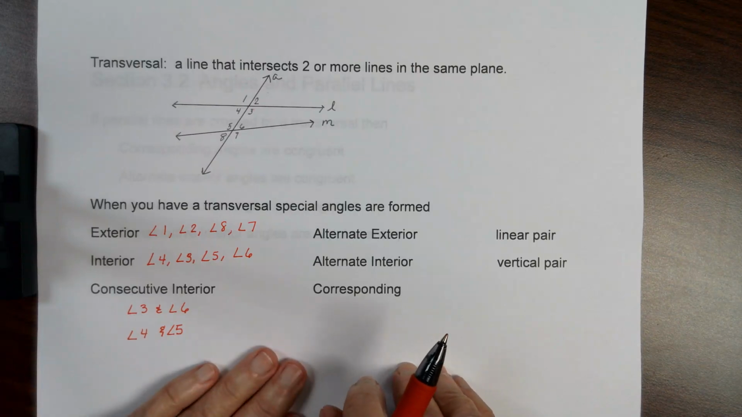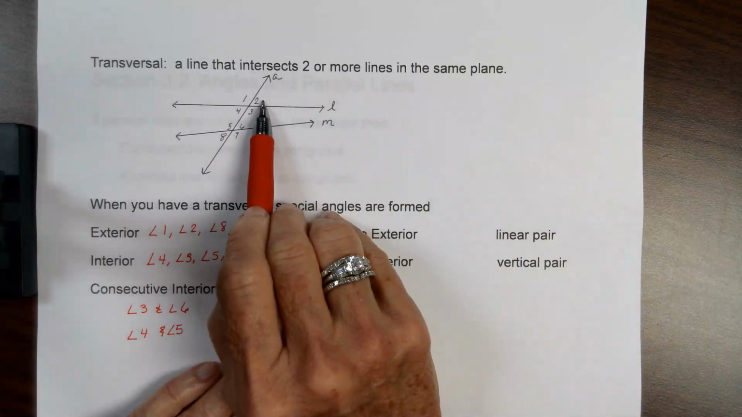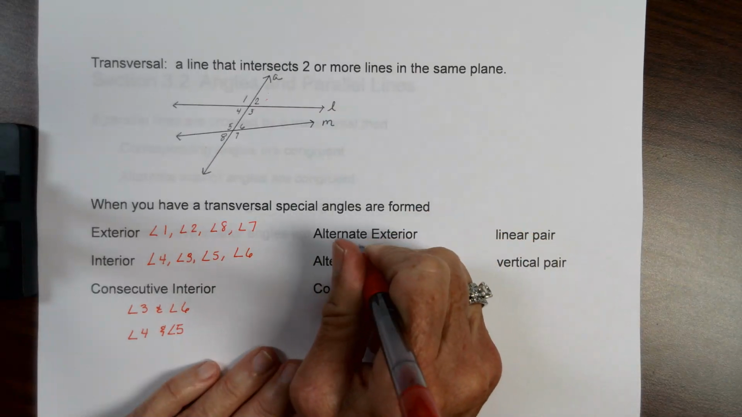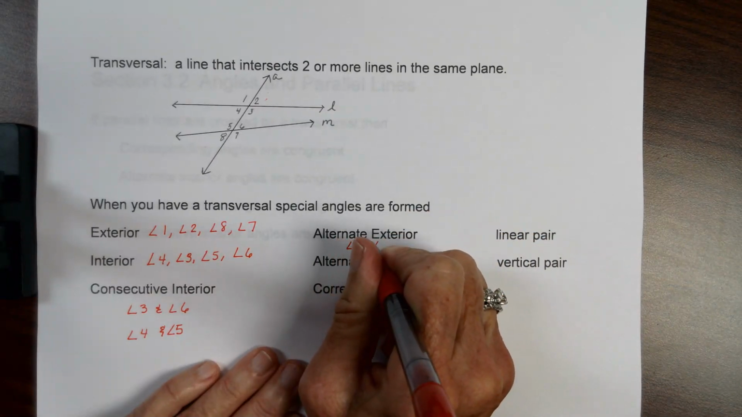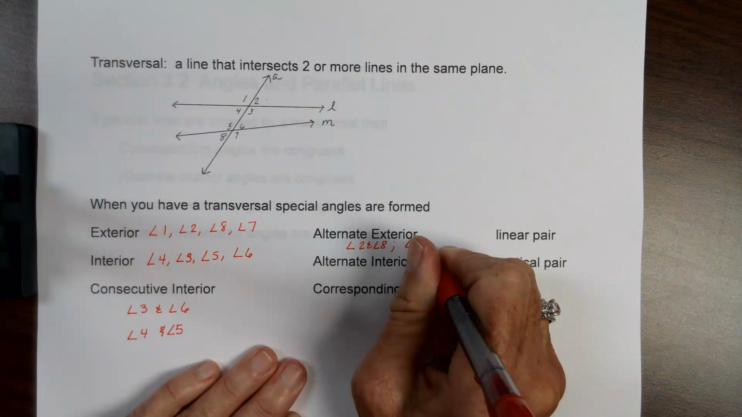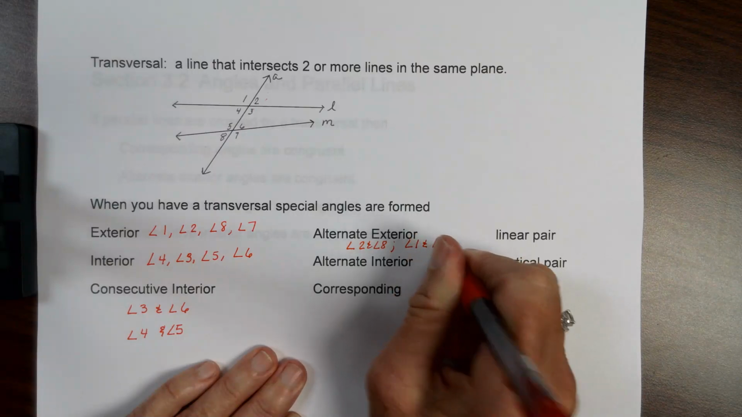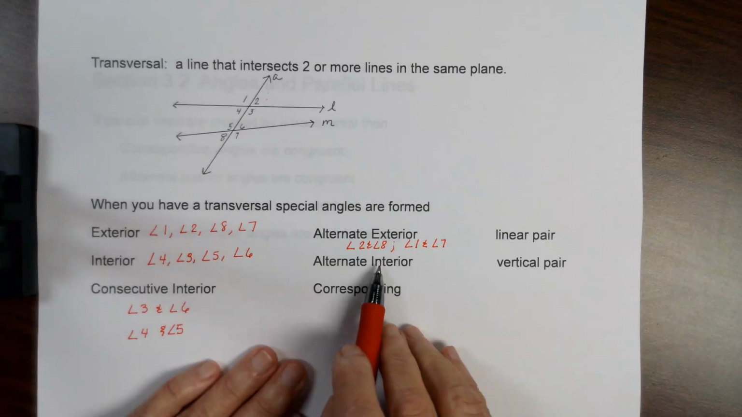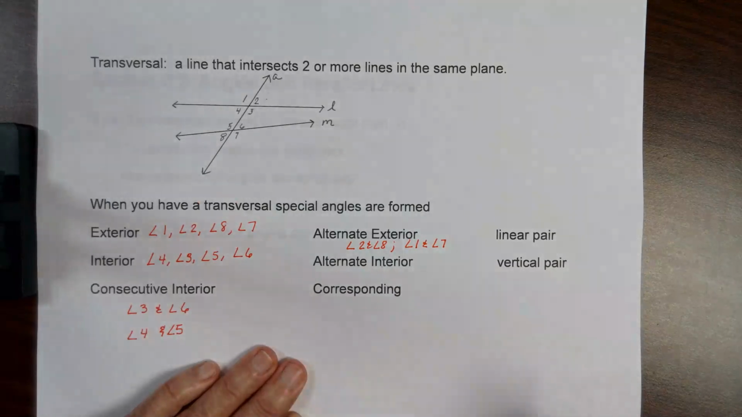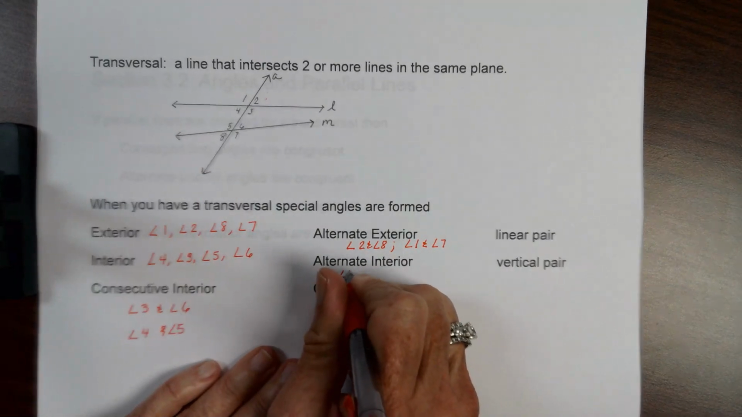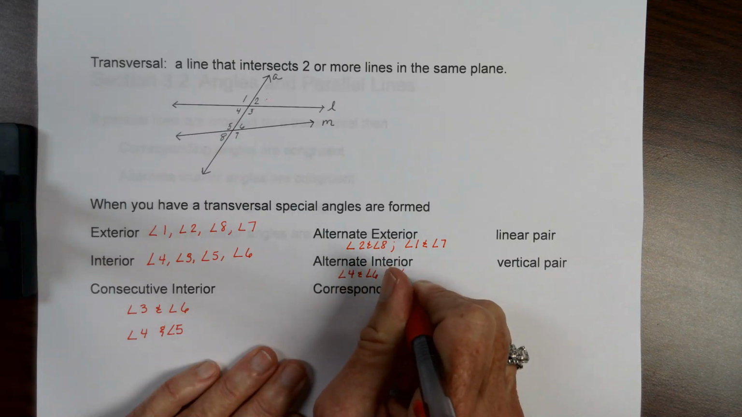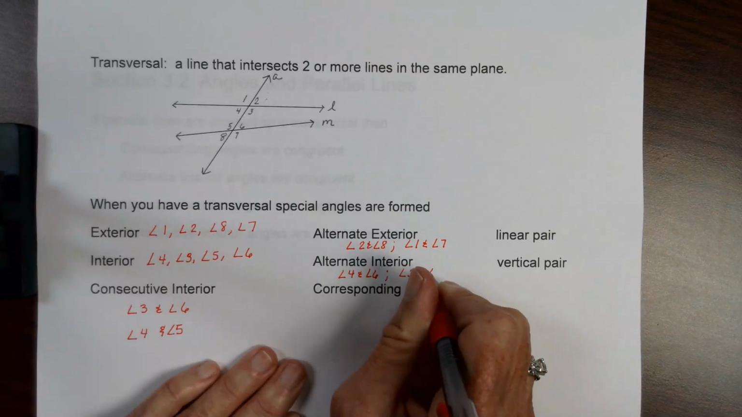Alternate exterior would be exterior angles that are on opposite sides of your transversal. So angle 2 and angle 8 are alternate exterior, and angle 1 and angle 7 are alternate exterior. Alternate interior is the same thing as this, but rather than being exterior, now they're interior. So angle 4 and angle 6, angle 3 and angle 5.